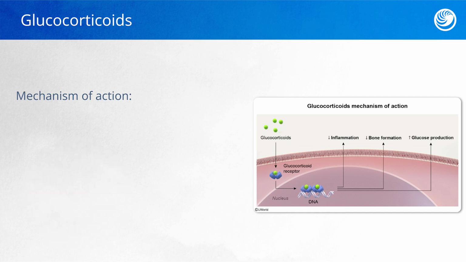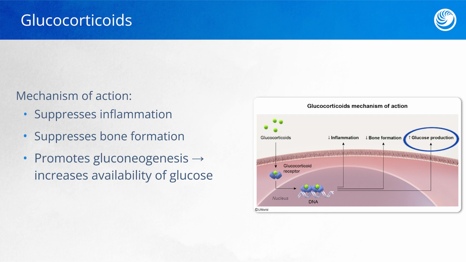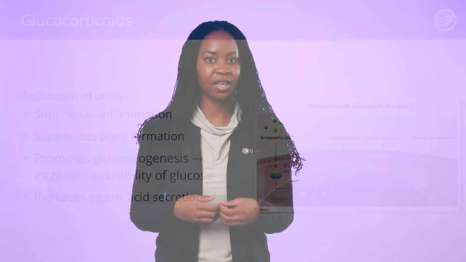This leads to a wide range of effects, including suppression of inflammation, suppression of bone formation, and increased glucose production, or gluconeogenesis. It also causes increased gastric acid secretion. Now, because the medication has to influence gene expression to work, it does take some time before you will see the effects. They aren't immediate as they are with some of the other types of medications.